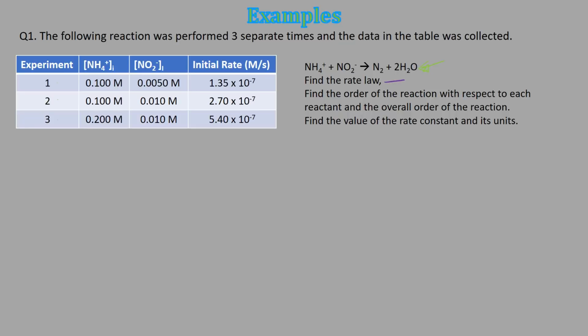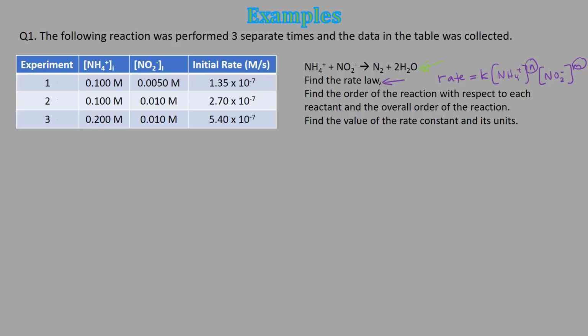So first we have to find the rate law. I'm going to write a pseudo rate law, or a rate law with just the bare bones, what we know. So rate is equal to K times the concentration of NH4+ raised to the N times the concentration of NO2- raised to the M. Right, so that was on the previous slide. And in order to complete this rate law, we really need to know what N and M are.